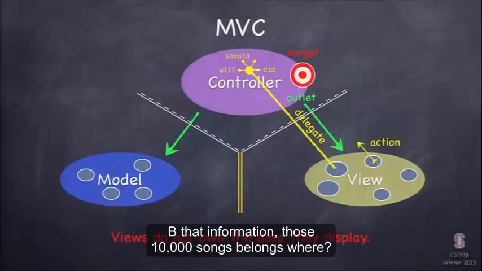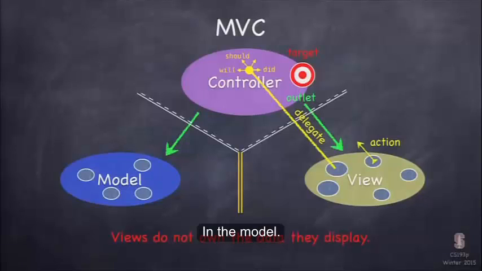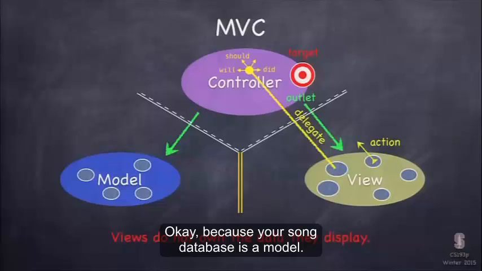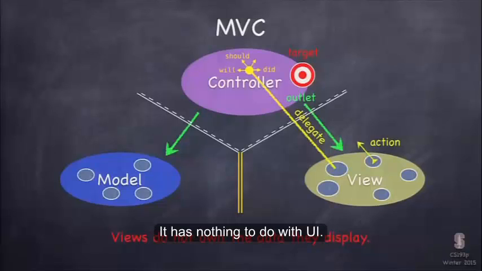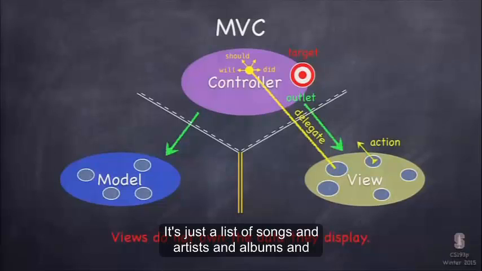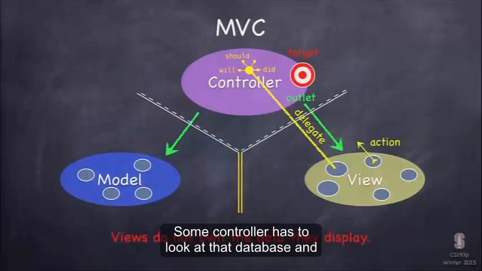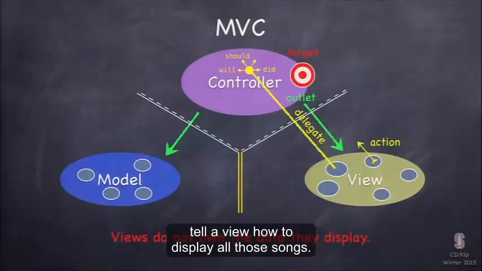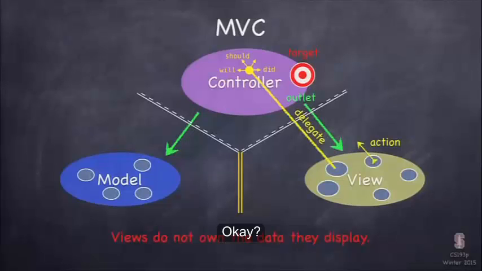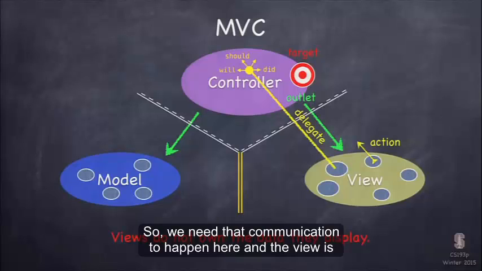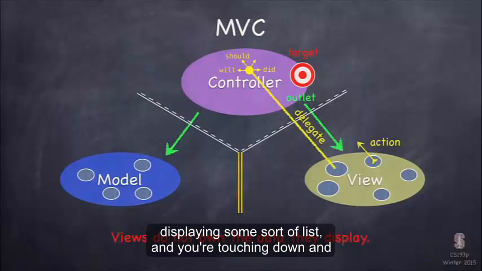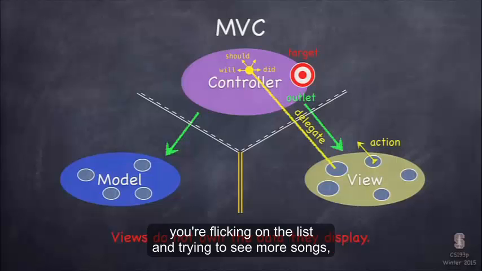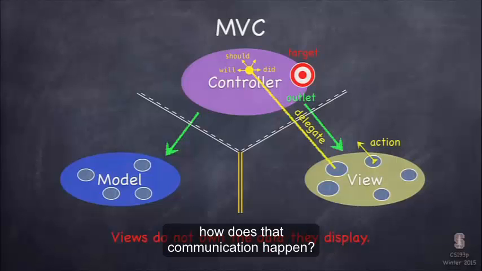A, that would be inefficient, and B, that information, those 10,000 songs, belongs where? In the model, okay? Because your song database is a model. It has nothing to do with UI. It's just a list of songs and artists and albums and all that. Some controller has to look at that database and tell a view how to display all those songs. So we need that communication to happen here, and the view is displaying some sort of list, and you're touching down and flicking on the list and trying to see more songs. How does that communication happen?